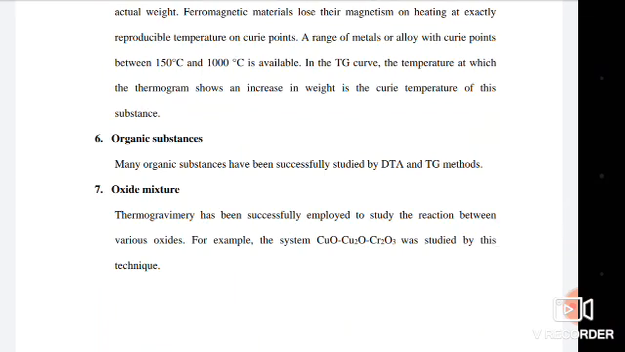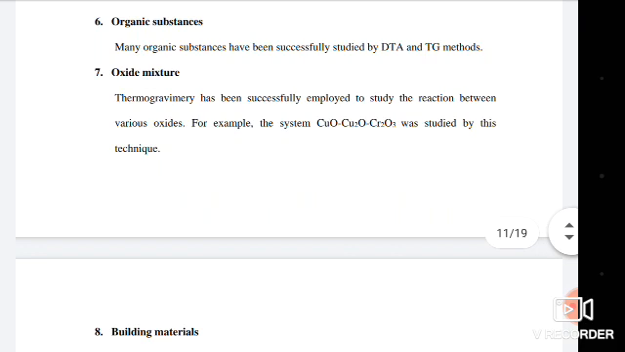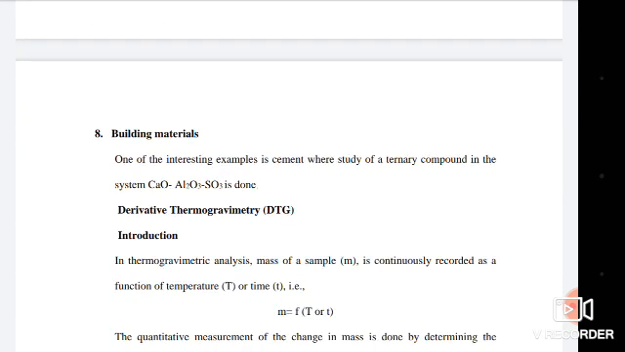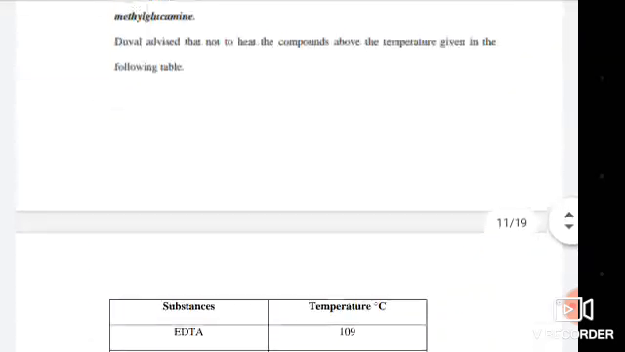Then organic substances. Many organic substances have been successfully studied by DTA and TG methods. Oxide mixtures: thermogravimetry has been successfully employed to study the reaction between various oxides. For example, a system of copper oxide and Cr2O3 was studied by these techniques. Then building materials. One of the interesting examples is cement, where the study of ternary compounds in the system CaO, Al2O3 and SiO2 is done. So this is about the applications of thermogravimetry.